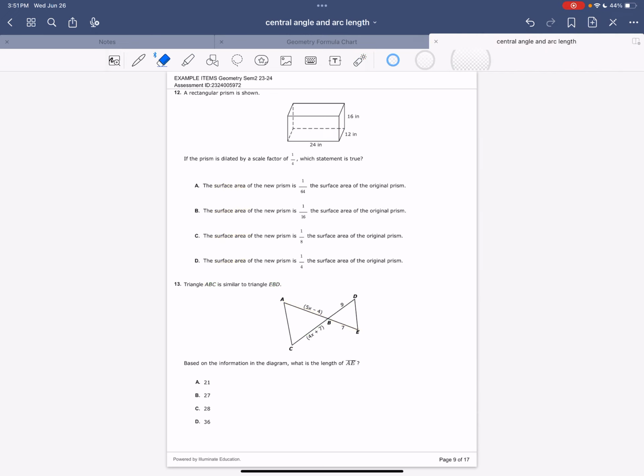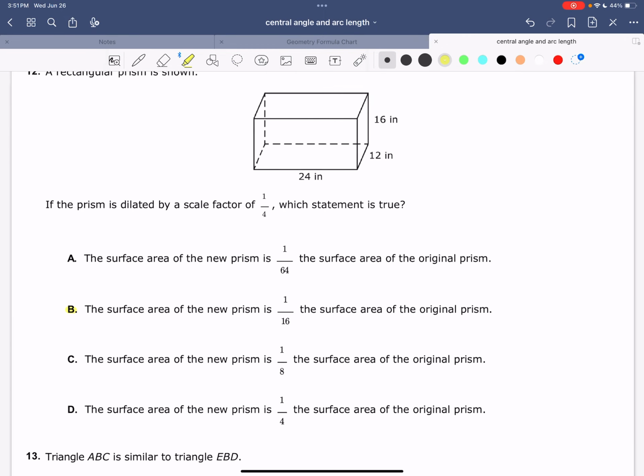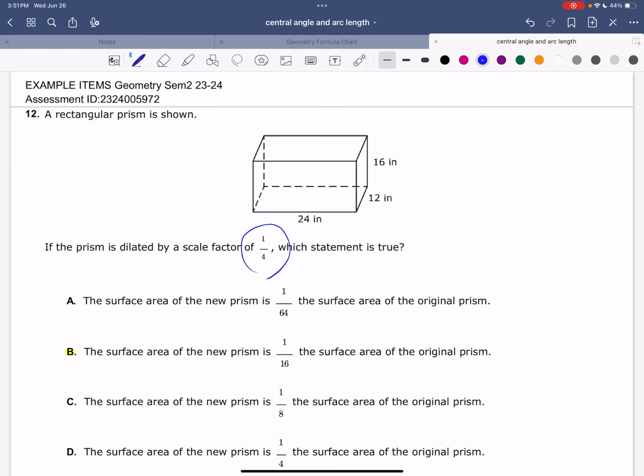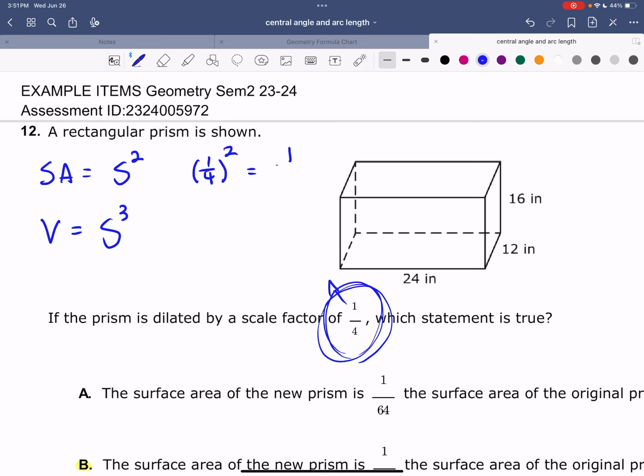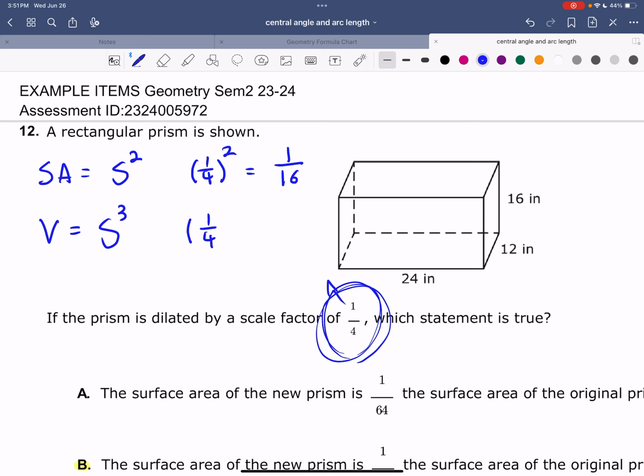It's BC. When you have a dilation with a scale factor, what you have to know is that when it comes to surface area, it's gonna be side squared, and when it comes to volume, it's gonna be side to the third power. Now for the prism, you're gonna do it with a factor of 1/4. So it's gonna be shrunk by 1/4. That's our S. So for the surface area, it's gonna be 1/4 squared, so it's gonna decrease by 1/16. And if it was volume, 1/4 to the third power, it's gonna be 1/64.